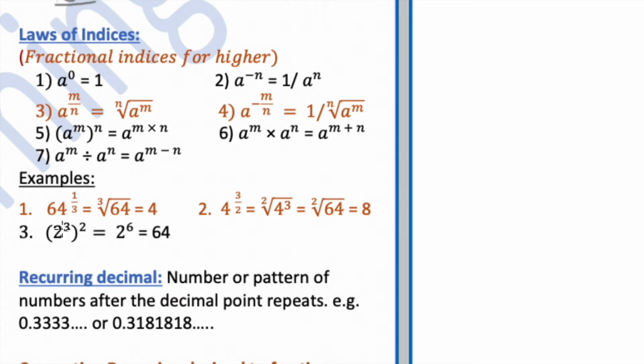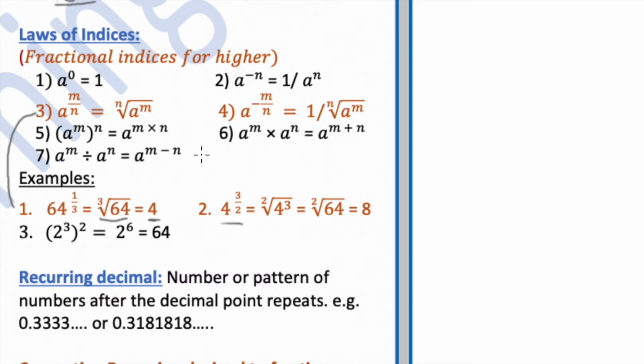The first example is 64 power 1 divided by 3. This example is the same as the third law, having a fractional power. So you will apply the third law, so 1 goes inside, 3 goes outside, so this becomes the cube root of 64, which is 4, because if you multiply 4 three times, you will get 64.